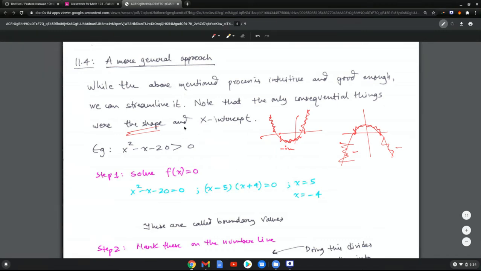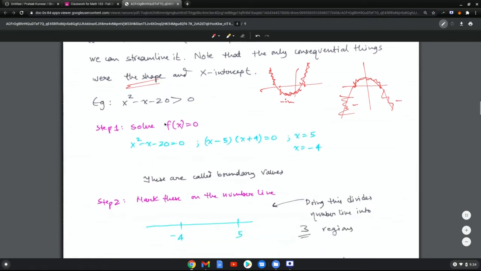So we can develop a general method based on that information that we are concerned with the shape and the intercept. Example, let's say I want to solve x squared minus x minus 20 is greater than 0. Step 1 is you solve for the function equals 0. In this case, I don't have to use the formula, I can just factor it, and I get x is 5 and negative 4.